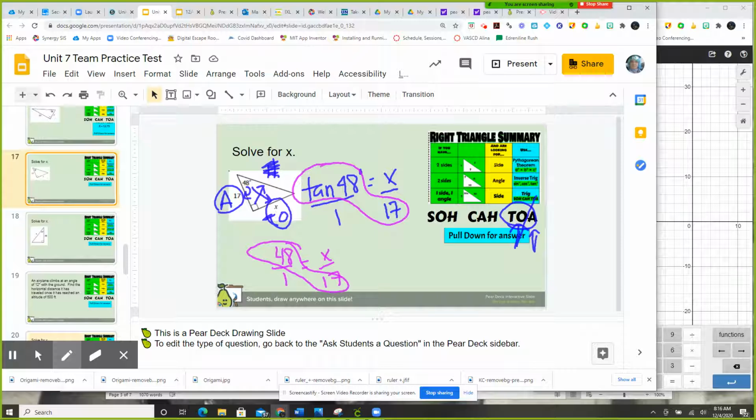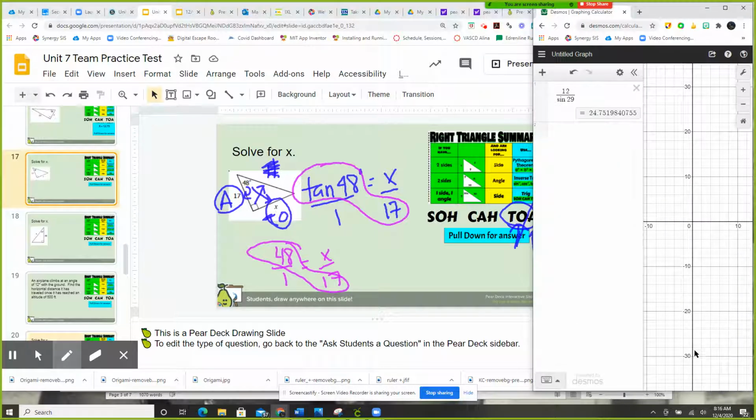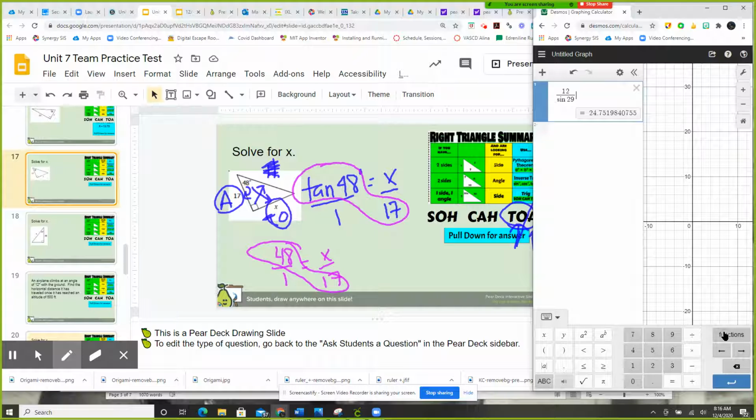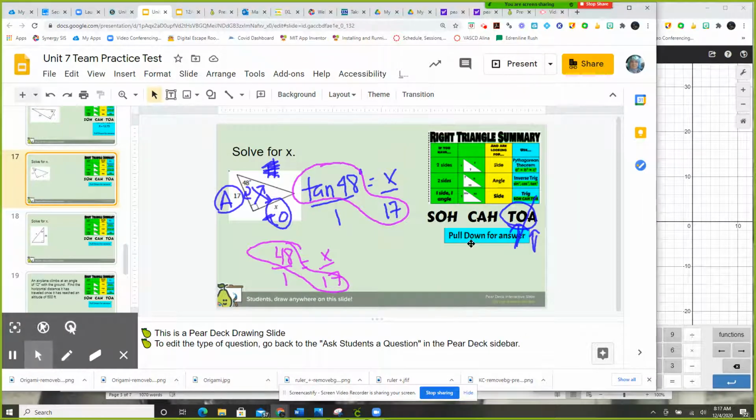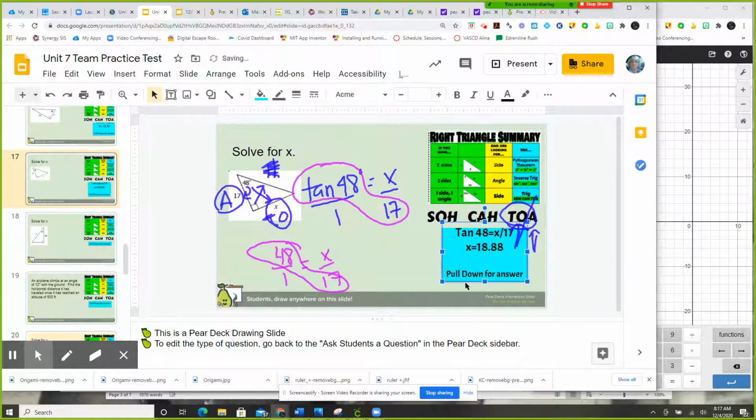So all you're going to do is tangent 48. And if you go into your functions, you can just click on tangent and it'll give you those parentheses. So tangent 48, and then close the parentheses. I got to get rid of my sign nonsense over here. And then you can put in your 17. I think you are correct. Let's see. 18.9. We have a winner.